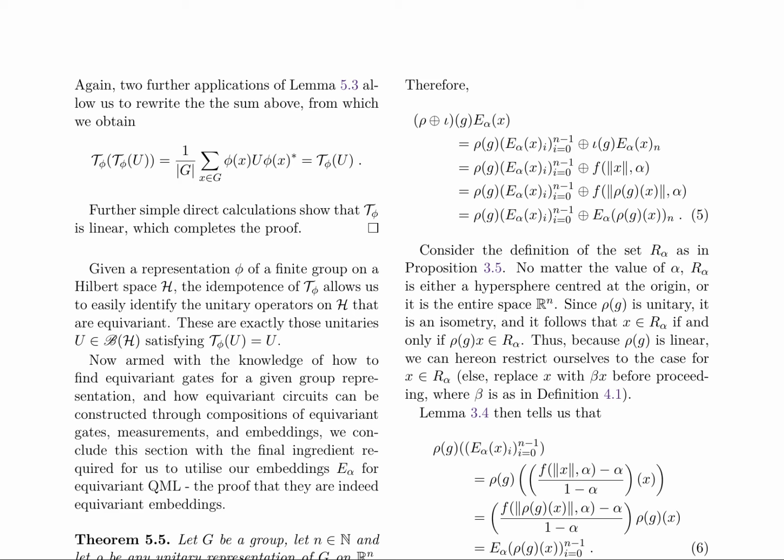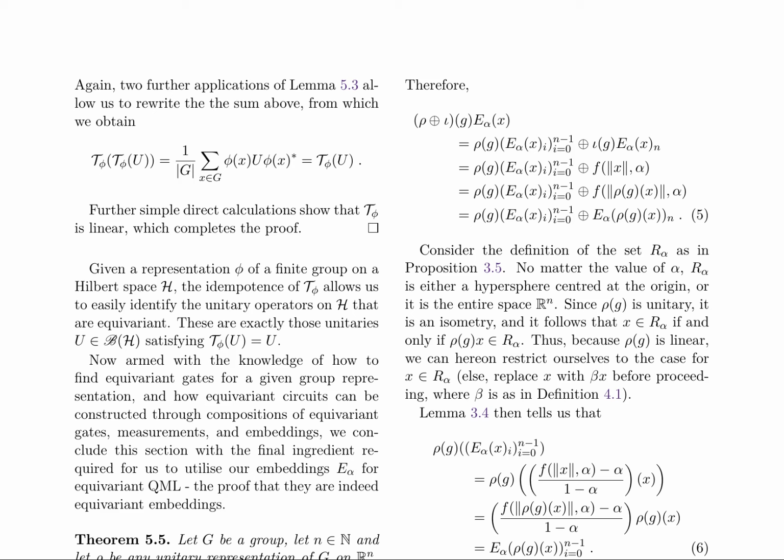The authors establish the idempotence of T-phi, a crucial property allowing for the identification of unitary operators on a Hilbert space H that are equivariant with respect to a given group representation phi. This is achieved through the application of lemma 5.3 in direct calculations, demonstrating the linearity of T-phi.